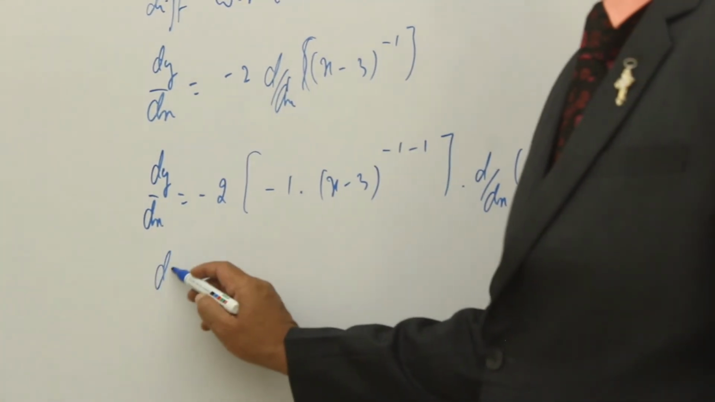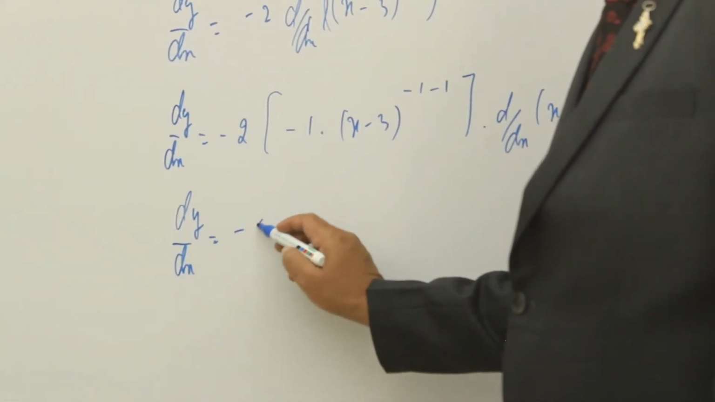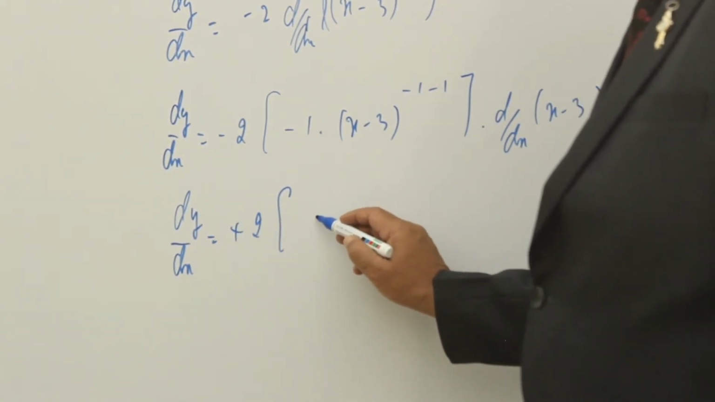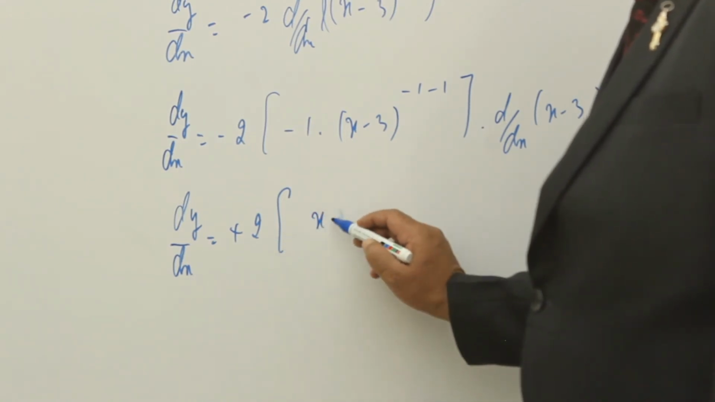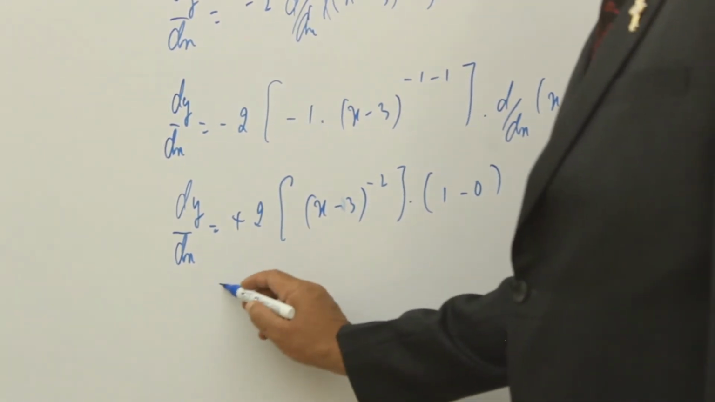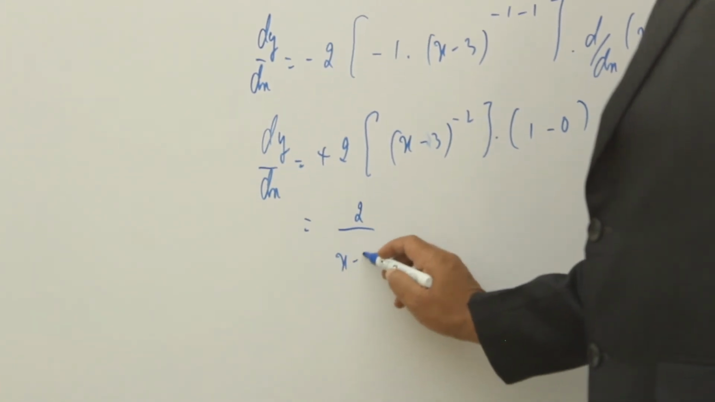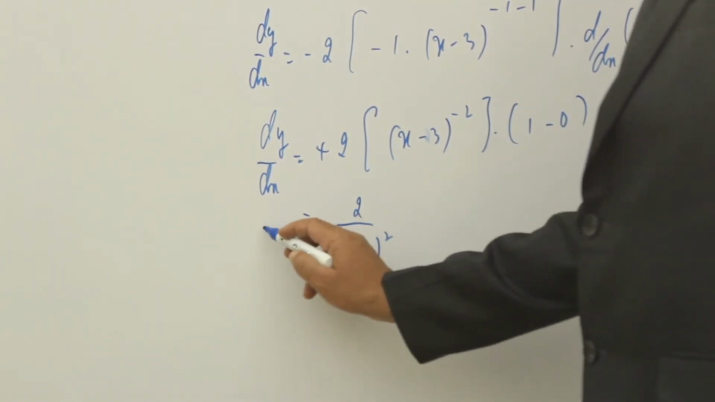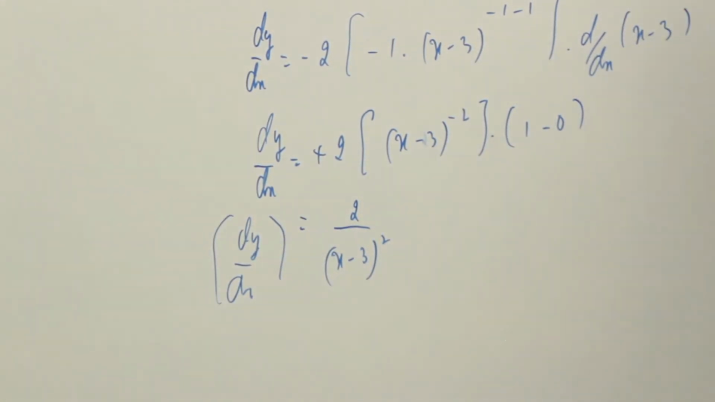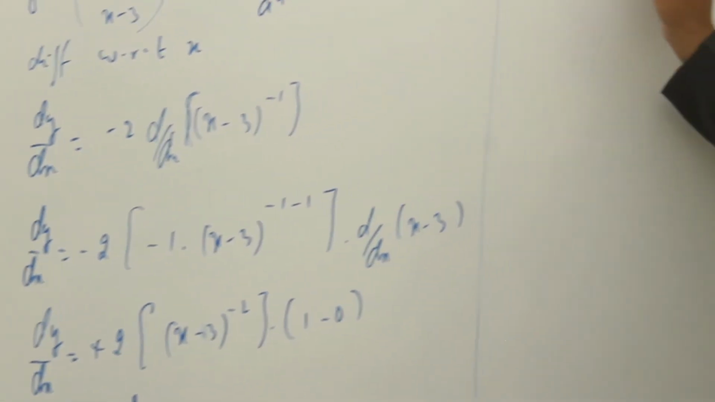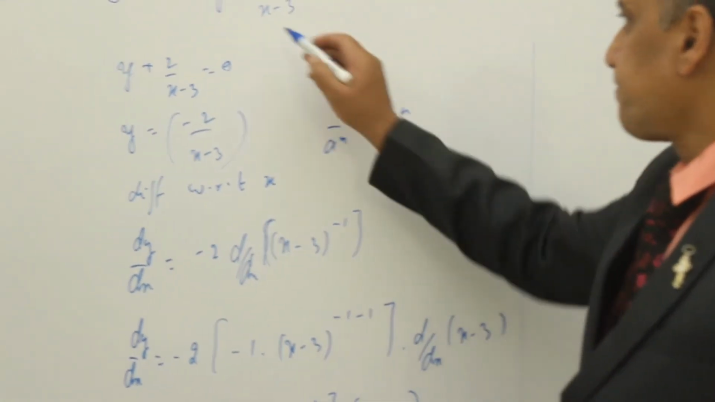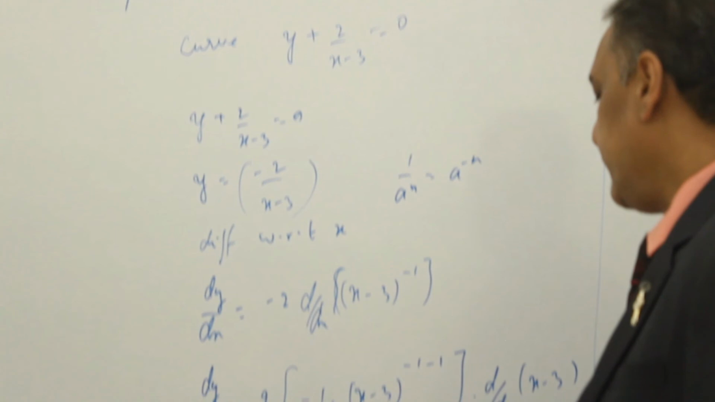So therefore you will be getting dy by dx is equal to minus 2 into minus into minus it will become plus, x minus 3 whole to the power minus 2 into 1 minus 0. So therefore this will result in 2 divided by x minus 3 whole square. So this will be dy by dx, or the slope, required slope. The given slope is 2. They said the slope of those lines are 2. So that is m2. So equating this m1, which they have given as m1, and this as m2.